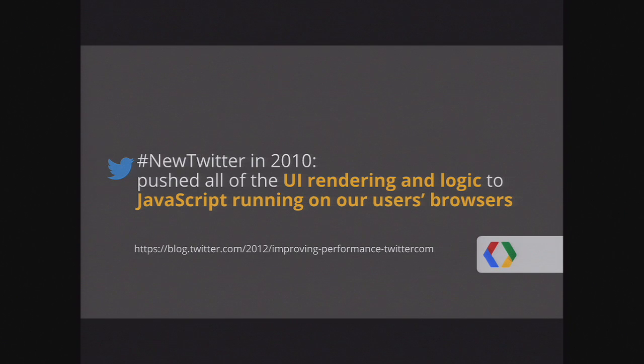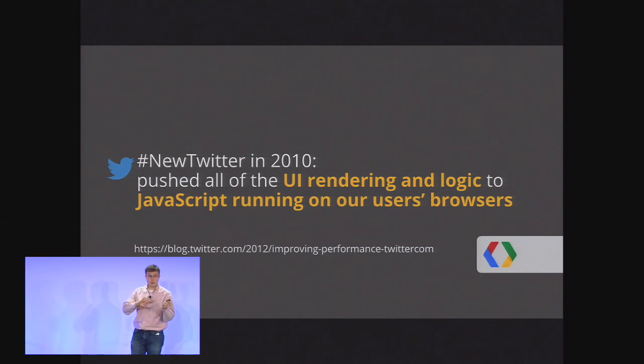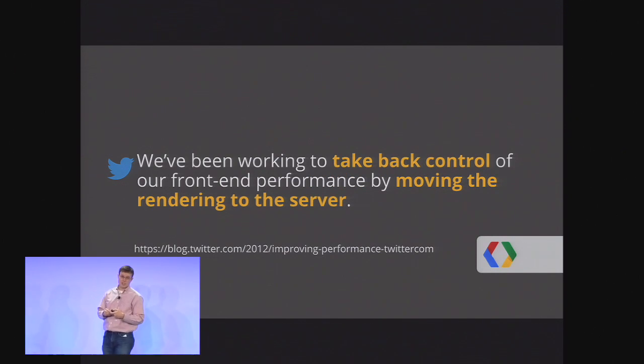So we found this to be true, but we weren't the only ones. Twitter also came to the same conclusion. They wrote a blog post about a year ago where they talked about this. In 2010, they'd released new Twitter, where all the rendering happened on the client, right? That allowed them to do some interesting new things, but it came at the consequence of a significant regression in actual client-side render time, right? So in 2012, they wrote this blog post where they talk about taking back control of front-end performance by moving rendering back to the server.